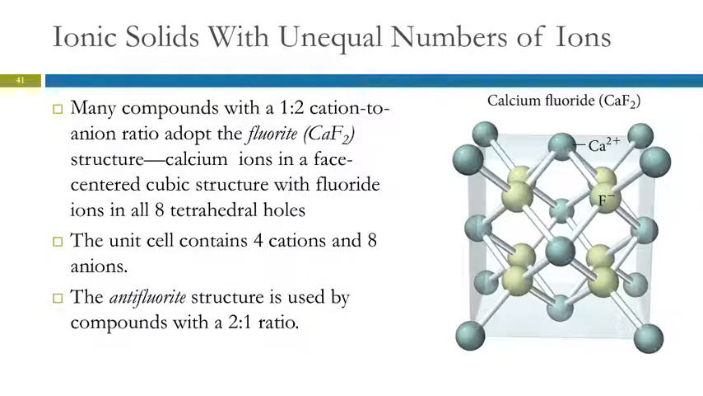If we have a reverse of that, maybe we had something like sodium oxide, Na2O, where you have 2 cations for every anion. You're going to have the same structure, but the anions are going to occupy the face-centered cubic, and the cations will be in the holes. And because it's opposite, that's called an anti-fluorite structure.